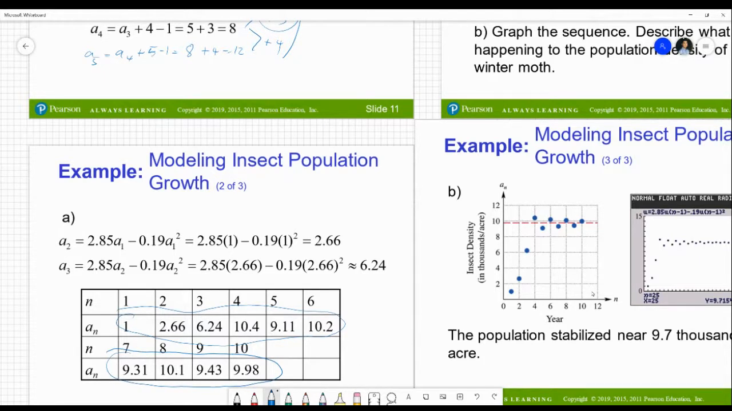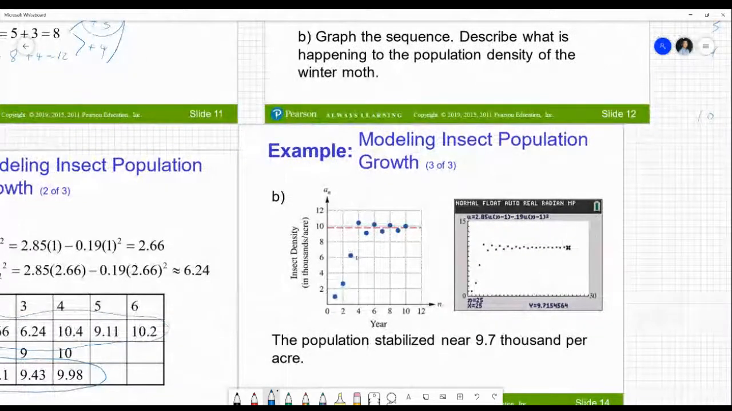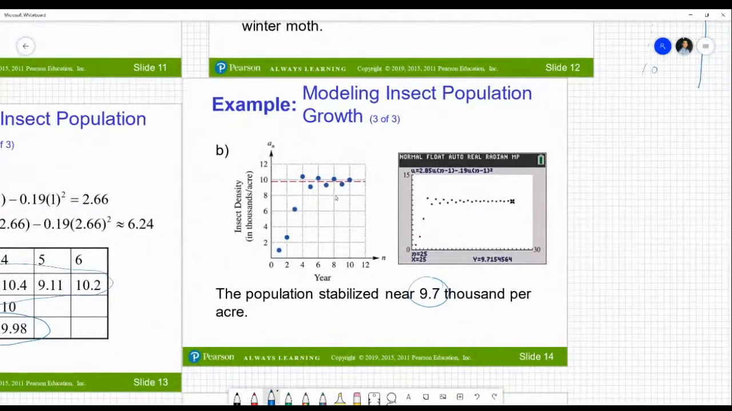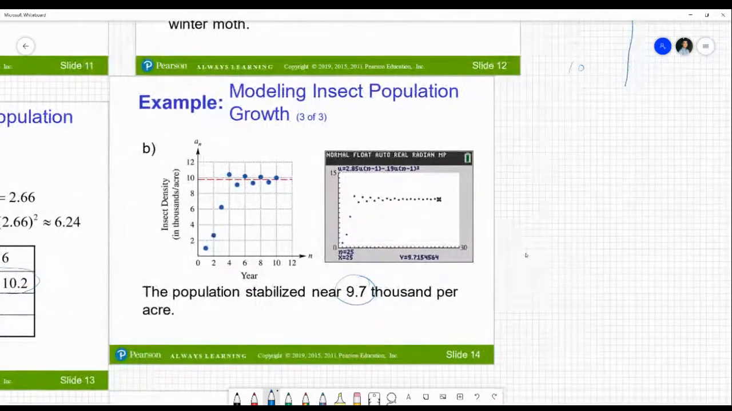So what's happening here? You can see that it's oscillating between these values. It looks like it fluctuates around these values. Now, the reason why that is, this is actually a real world application here, is what's called a carrying capacity. So let me explain why we have a graph like this.